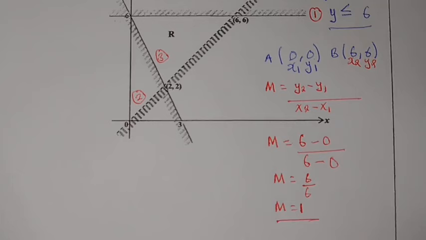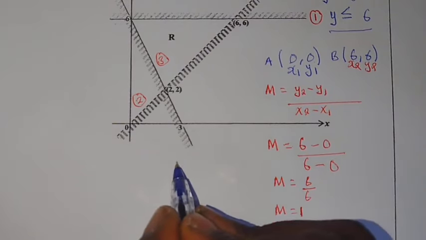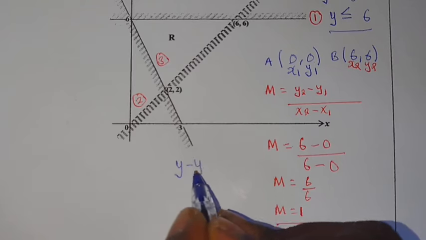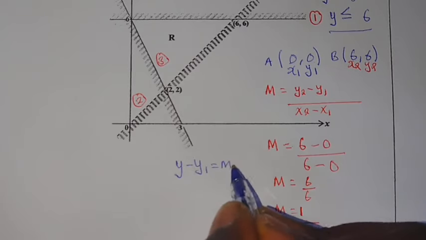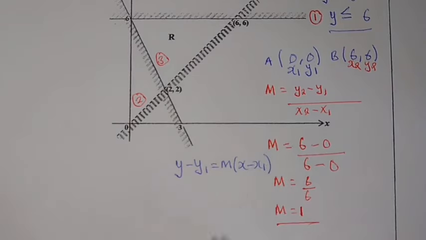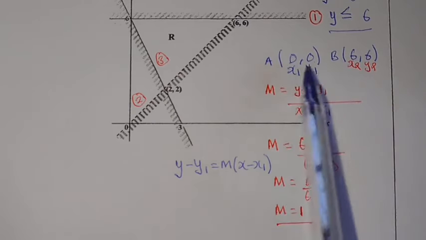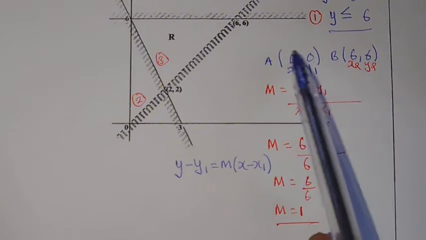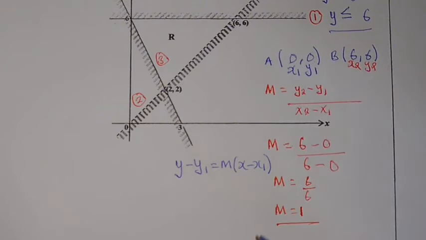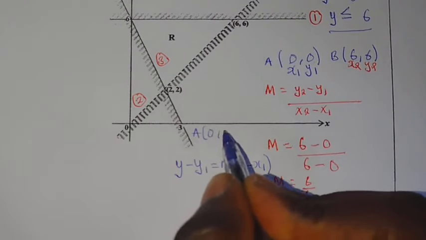Okay, so we know that the formula that you use to find the equation of the straight line, this is the formula that we use where we say y minus y1 is equal to m open bracket x minus x1. You can use this formula to find the equation of the straight line. So in this case, we have this coordinate and this coordinate. We can pick any, this or this. So for me, I'll pick this one, which is having 0, 0, so that I reduce the calculation. So I'll get this one 0, 0.